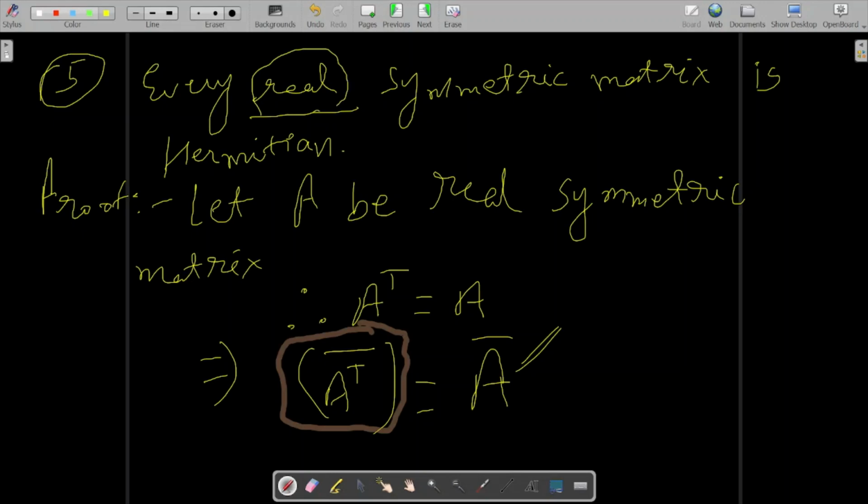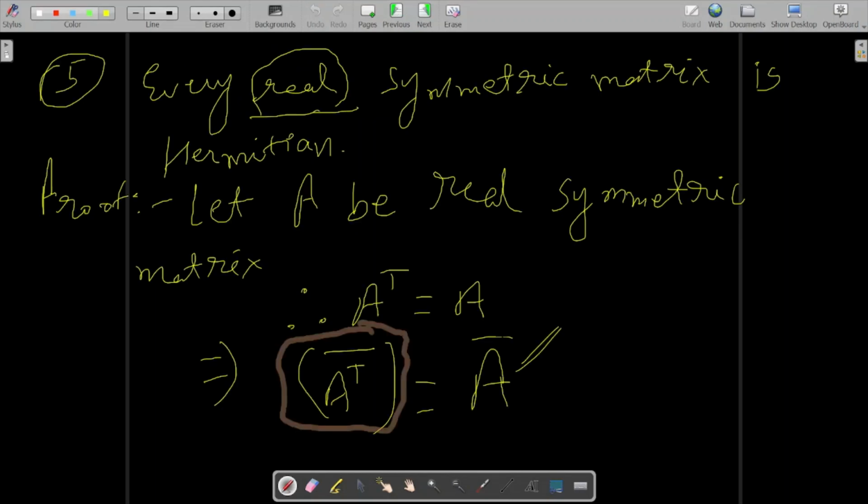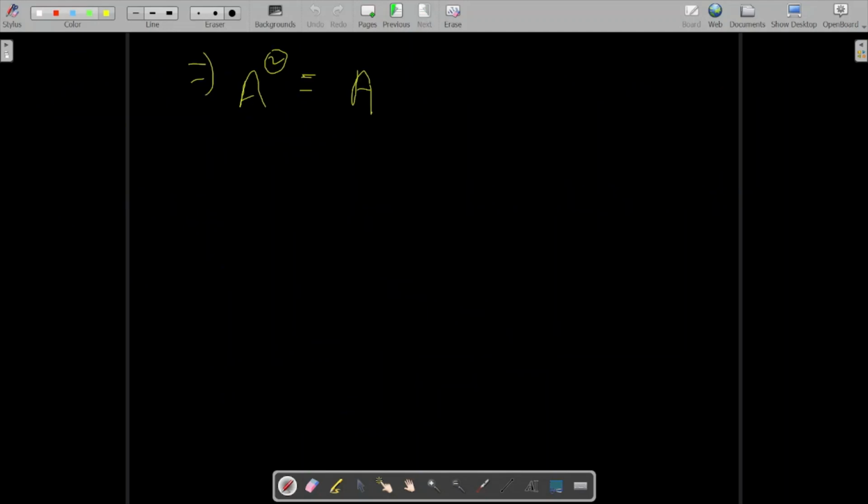All the elements are real, so the conjugate of A will be equal to A, because all the elements are real. Even if you change the iota sign while finding the conjugate of A, there is no iota sign at all here. So A conjugate will be equal to A, because A is a real symmetric matrix.